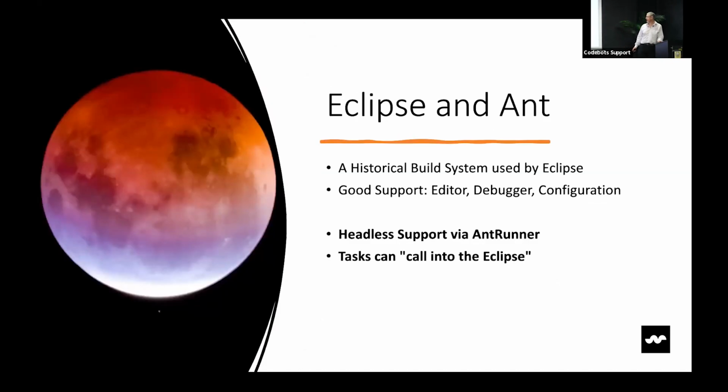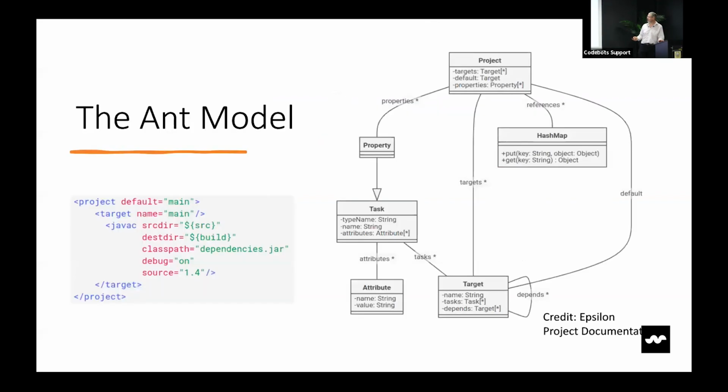Eclipse and Ant play together in this space. There is a historical build system that was used in Eclipse, which is the Ant build system. And because it was used to build Eclipse itself, it was run very frequently. So it still has fairly good support. It's got editors, debuggers, configuration help, and it has the headless support via an Ant runner. So there, the window of Eclipse is chopped off, and we are left with something that we can use inside a container. So we can reuse the model-driven parts in that.